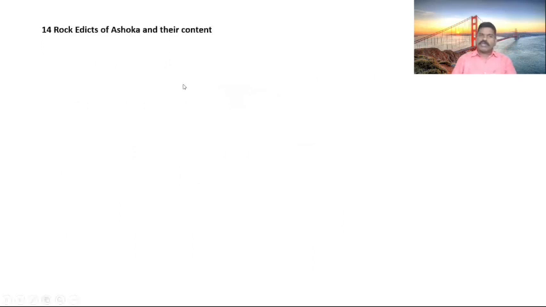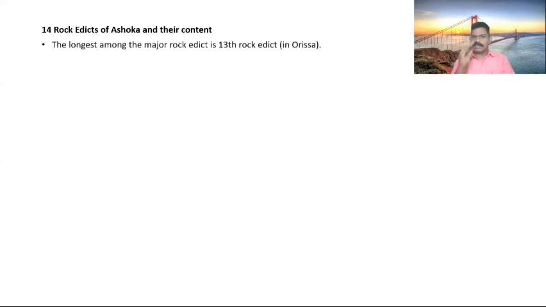Next, coming to the 14 major rock edicts, let us look at their content one by one. The longest among the 14 major rock edicts is the 13th major rock edict in Orissa, which gives the description of the Kalinga war. Edict 1 prohibits animal sacrifices. Ashoka himself followed this, and later he ordered the people to follow the prohibition of animal sacrifices for the protection of animals. That gives edict 1.